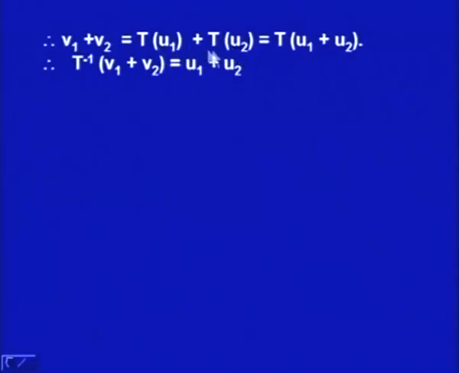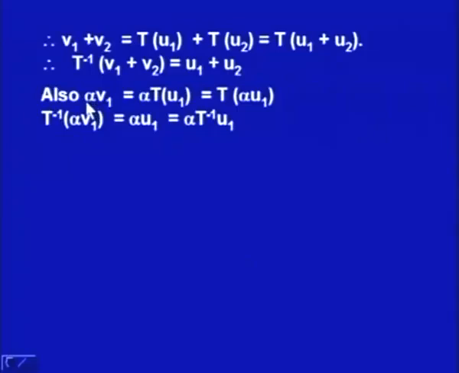If you are convinced, then we can apply the linear property of linear transformation, and we can have that T of U1 plus T of U2 is equal to T of U1 plus U2, and this simply means V1 plus V2 is equal to T of U1 plus U2, and by the definition of inverse, T inverse of V1 plus V2 is equal to U1 plus U2, and that is what we need to prove, that this is additive.